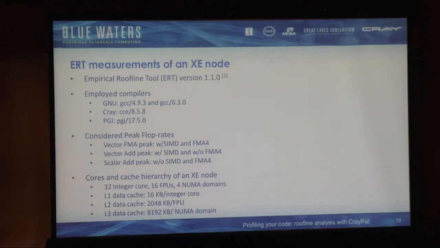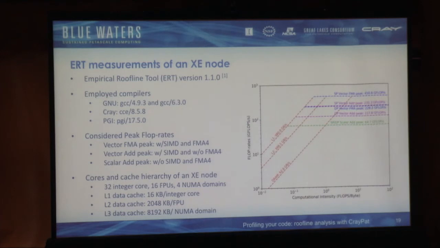I will briefly talk about the memory hierarchy of the XE node. We have 32 cores for one XE node, 16 FPUs and 4 NUMA domains. For the L1 data cache, we have 16 kilobytes for each integer core. For L2, we have 2 megabytes for each FPU. And for L3, we have 8 megabytes for each NUMA domain. After all the tests, we got this roofline for the XE. So you don't need to repeat this. Our package already knows this information, so you can just use our package.